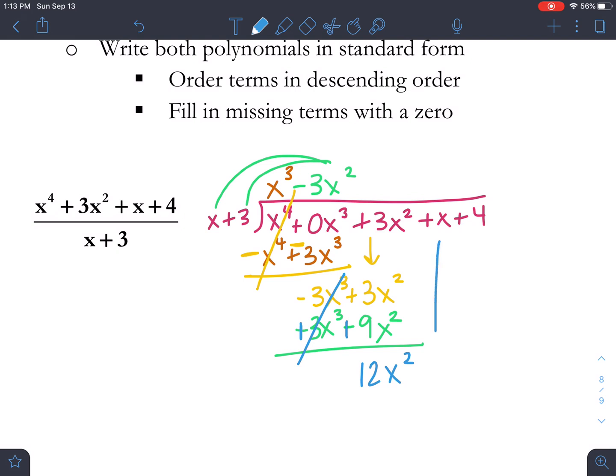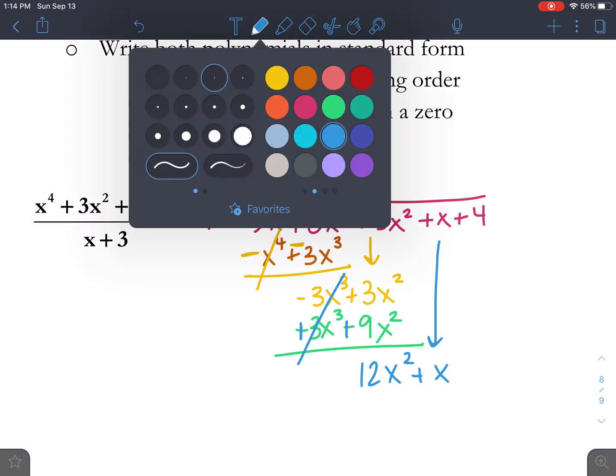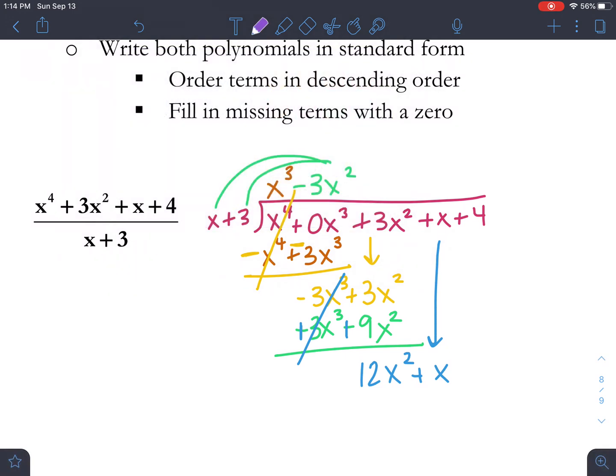Okay, keep going here. We bring down plus x. And it's that same idea here, guys. How do I match 12x squared? What do I multiply x by to get 12x squared? I'm going to multiply by positive 12x. When I multiply 12x in, I get 12x squared plus 36x.